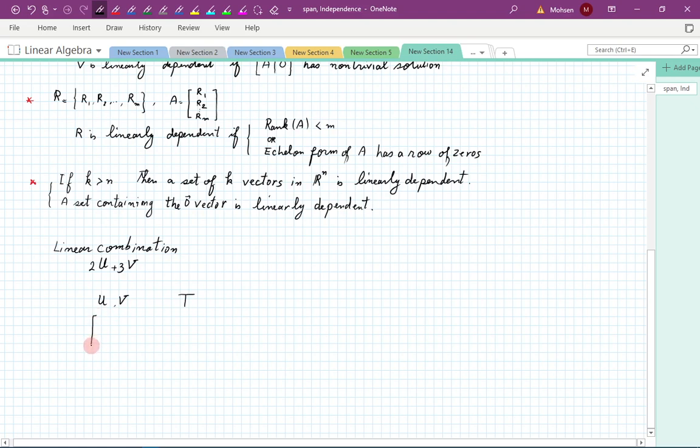For example, suppose u is say (2, 3, 1). v is say (1, 4, 5). And t is say (4, 1, 3). Is there a possibility that I combine these two to arrive at this target vector? So this amounts to the following. What should I multiply this one with? Let's call it A. And what should I multiply this one with? Let's call that one B. So that when I add them up, I get this.